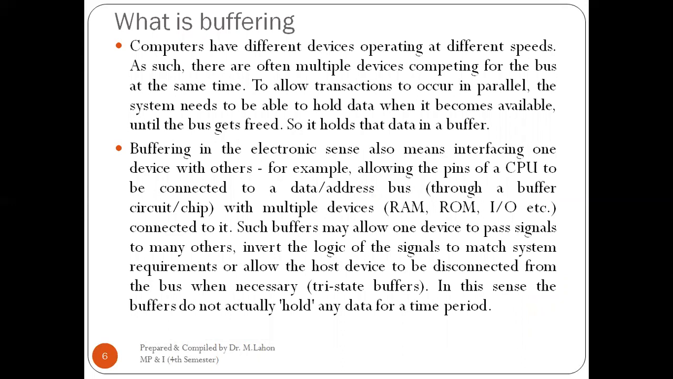Now let us see what is buffering. Buffering is required due to the different speeds of the different devices. Sometimes you need to buffer some things for some time so that they are added to the other part to jointly perform a certain function. In those cases, buffering is necessary. The computers have different devices operating at different speeds. There are often multiple devices competing for the bus at the same time. Therefore, to allow transactions to occur in parallel, we should be able to keep the data in a buffer. So this is the concept of buffering.